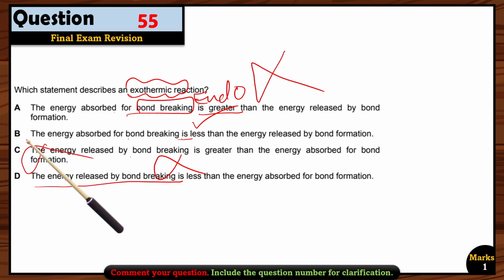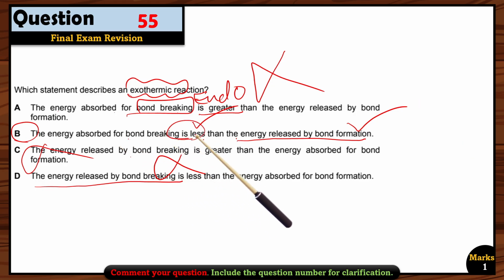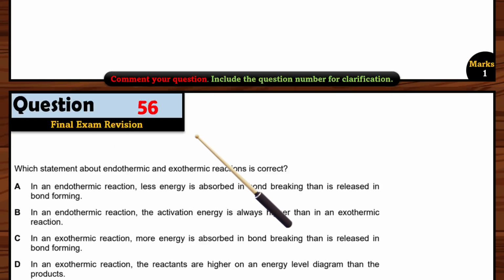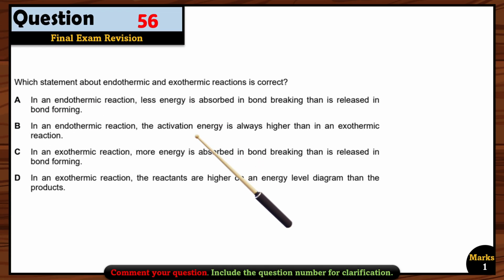So which option are we left with? Option B. The energy absorbed for the bond breaking is less than the energy released by the bond formation. Yes, when the bonds are formed, more energy is released in exothermic reaction and bond breaking is less. Okay, so that's why option B is the right option for this question. Let's see another question. Which statement about endothermic and exothermic reaction is correct?